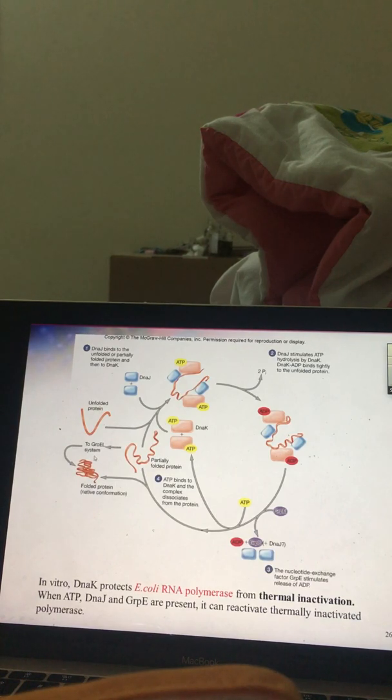And here is your very important enzyme called E. coli RNA polymerase. What is E. coli RNA polymerase? Where is it used? Where would you find this polymerase? And what would its function be?